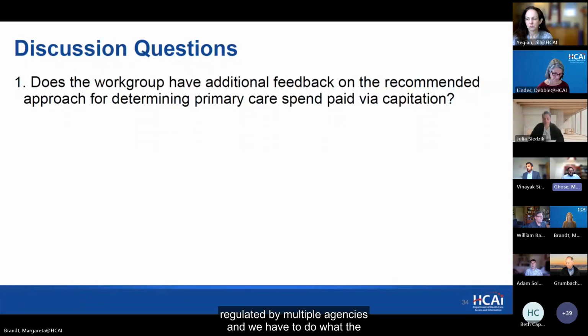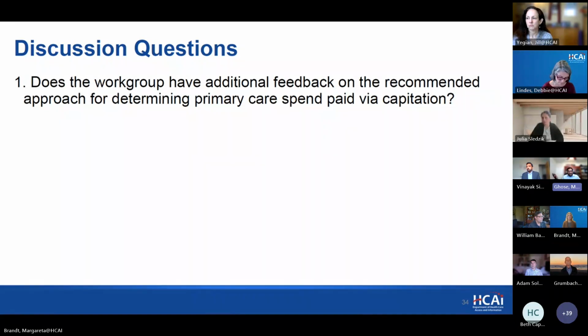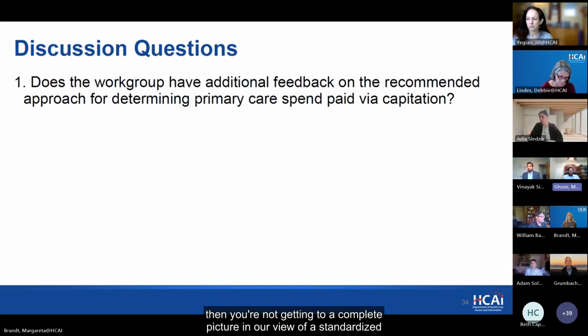And remember, we are regulated by multiple agencies, and we have to do what the agency that runs our regulation requires us to do. So essentially, you're setting up a situation where some of the spending that DHCS is counting towards primary care in a massive targeted rate increase, which we can get into the impact on the overall cost benchmark of that increase. But if you're not counting sufficiently what one agency that provides coverage for 14 million Californians is doing, then you're not getting to a complete picture, in our view, of a standardized view of primary care that everyone can run with.